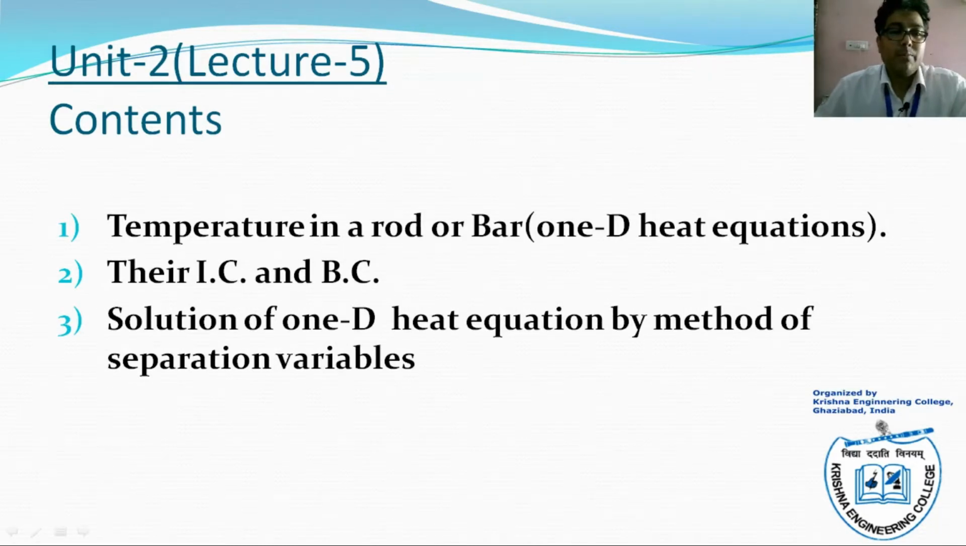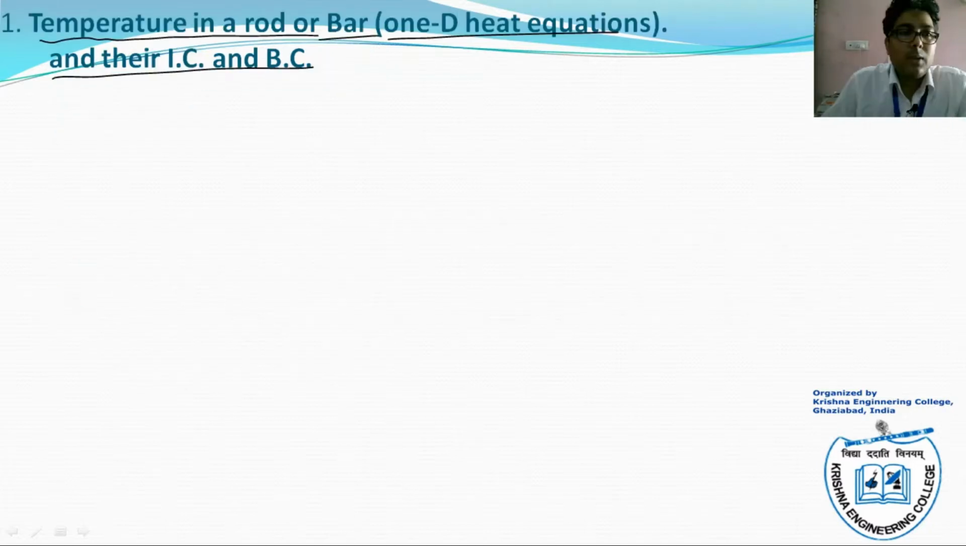Today I am going to start my lecture 5th on Unit 2nd. In this lecture, we will learn about the one-dimensional heat equation and their initial boundary conditions, and at last we find the solution with the help of the method of separation of variables. Clear? Temperature in a rod or bar, or one dimensional heat equation and their initial boundary conditions. First question arises here: what do you mean by one dimensional heat equation?